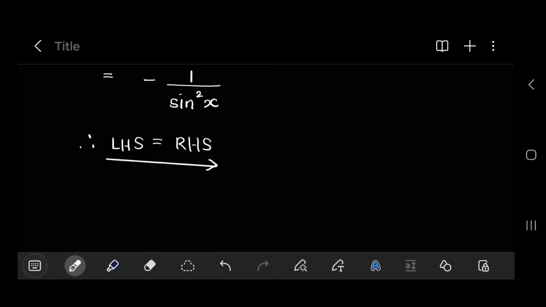So if ever you have a question where you're simplifying and you notice that you've simplified the left as much as you could, but it doesn't look like the right-hand side, try simplifying the right as well. As long as you get them to equal to the same thing, essentially, they are equal to each other.